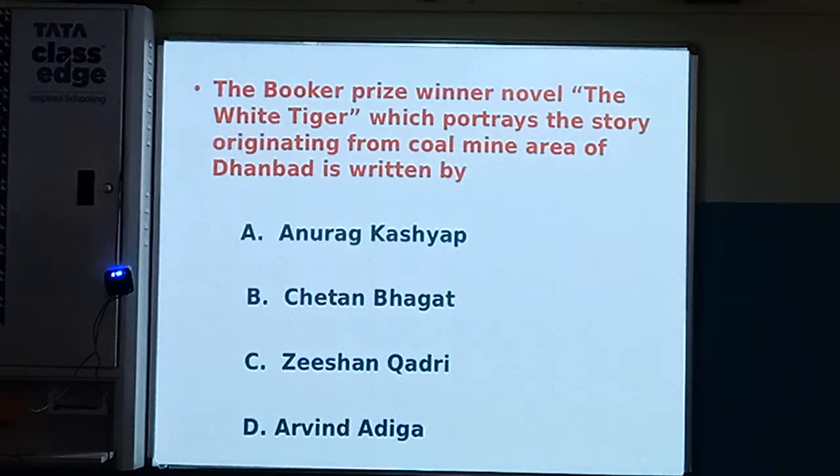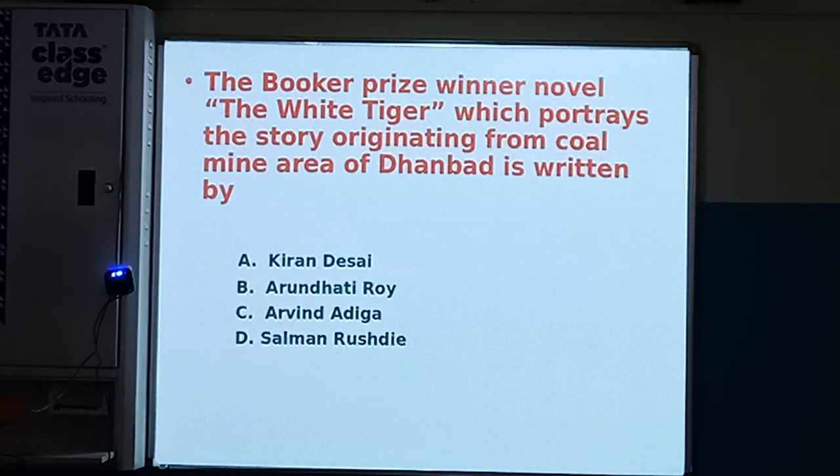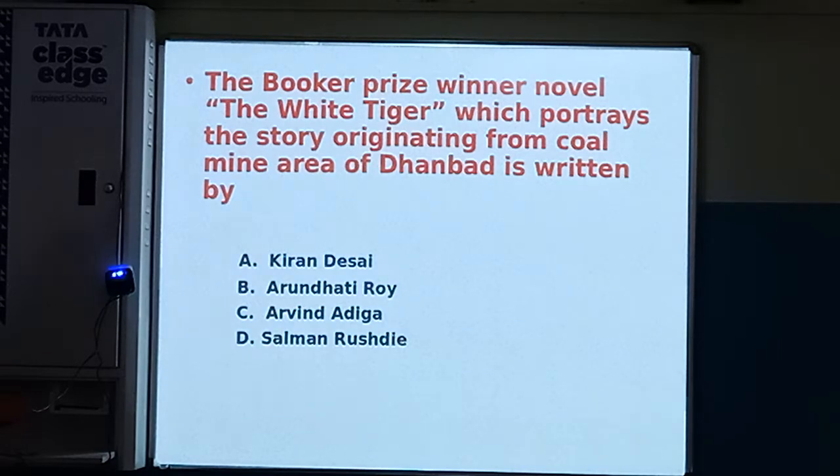Now the same question can be framed differently. Now you see all the options are very close to each other. Even though they are mutually exclusive, they are very, very close to each other. The Booker Prize winner novel The White Tiger, which portrays the story originating from the coal mining area of Dhanbad, is written by Kiran Desai. She is also a writer.